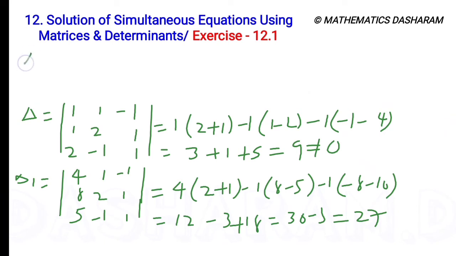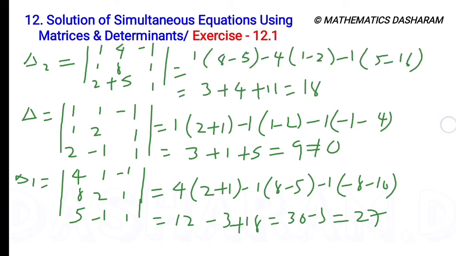Next, delta 2: replace the second column 1, 1, 2 with the constant numbers 4, 8, 5, next to minus 1, 1, 1. Find its determinant. Sorry, here it is plus 5. Now find the determinant. So its answer is 18.